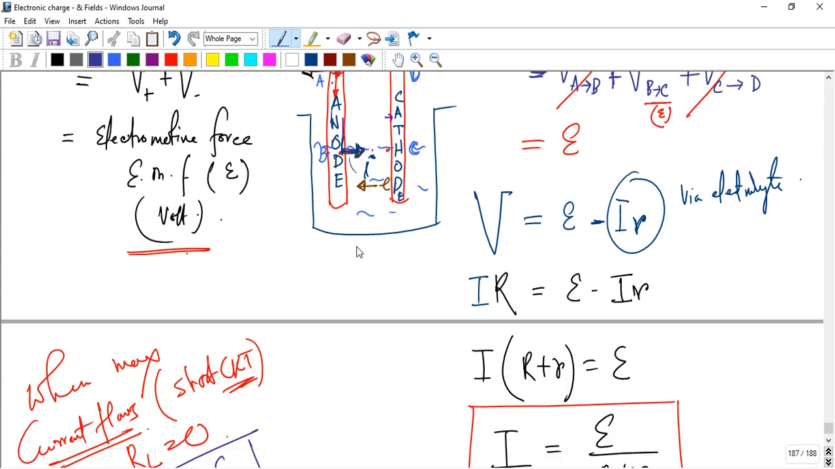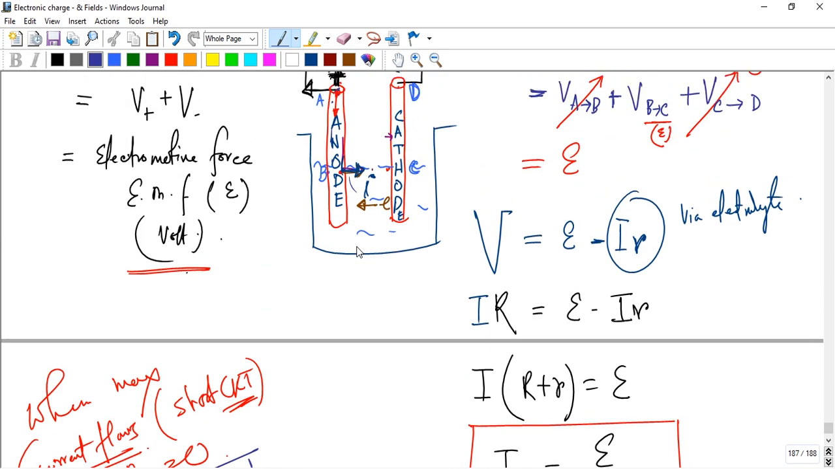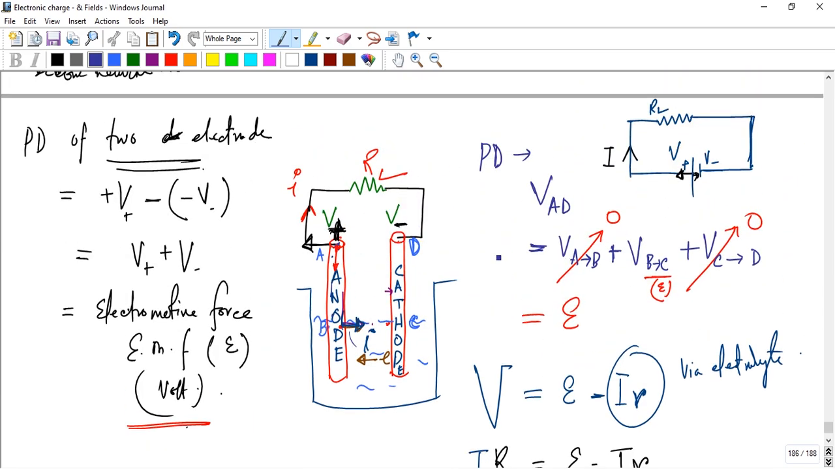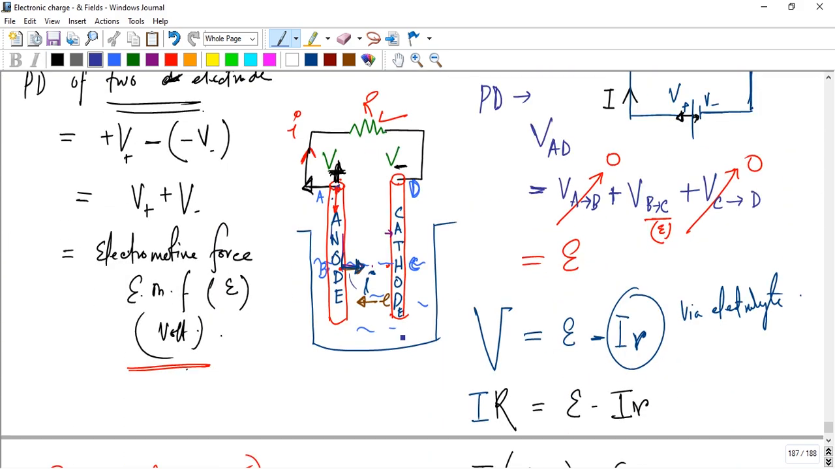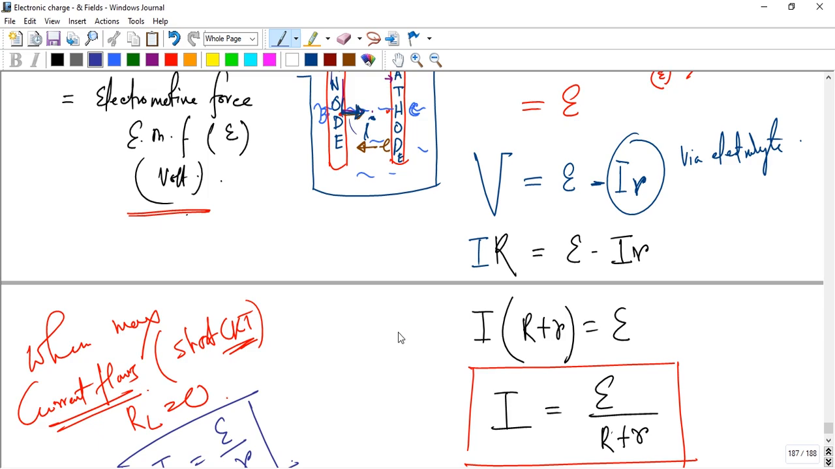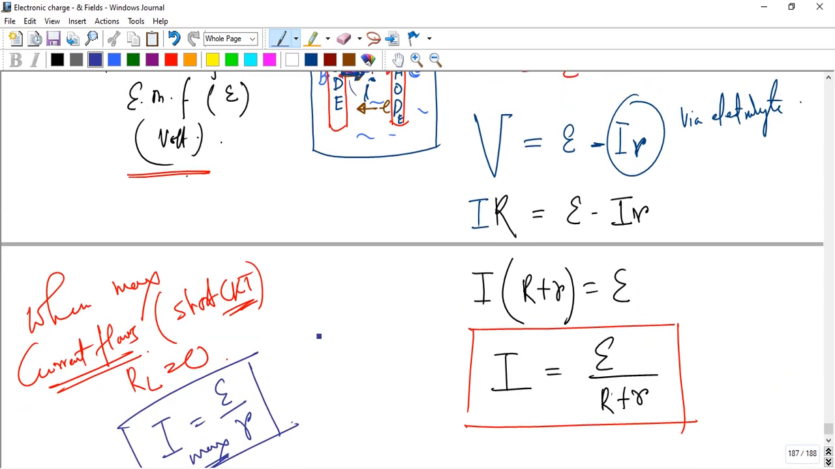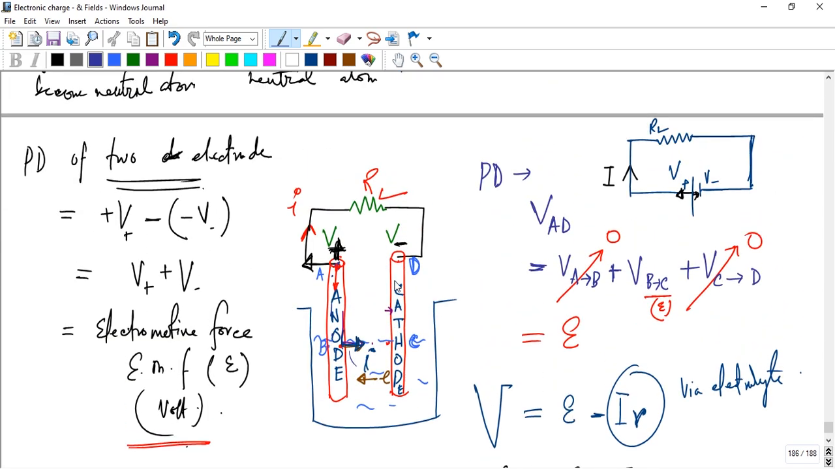Neutralize. And clear the concept. That is part of our syllabus, the recap of the class 9 and 10 syllabus, and that is our final class 12 portion. Clear? That is how to get a current, and that is called a voltaic cell.